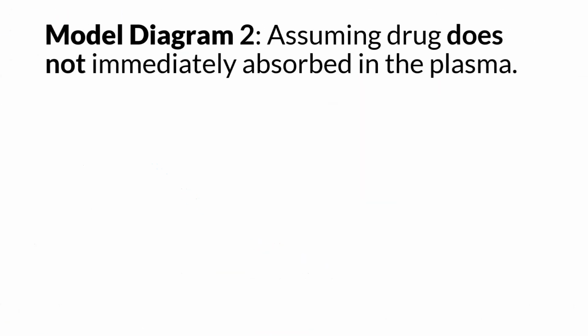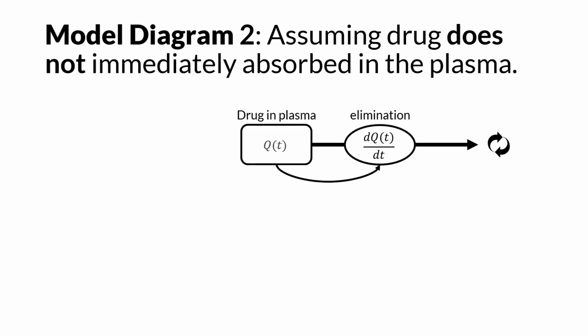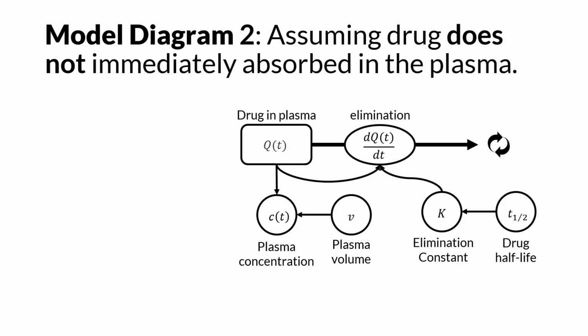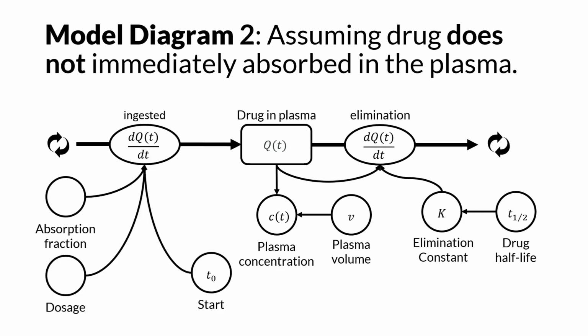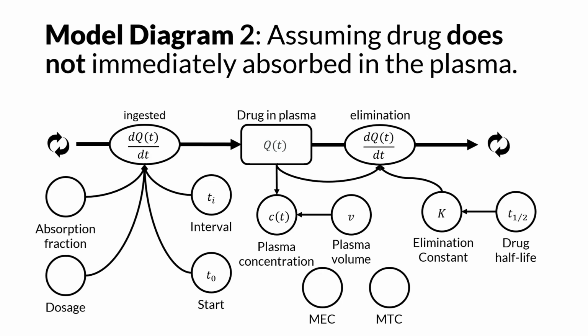We can improve the model by refining the assumptions, as the previous model was our first attempt using less complex assumptions. Now, let's assume that the drug is not immediately absorbed in the plasma. We draw more variables in the diagram, and now we add a process in the drug amount change, named ingested. These variables calculate the amount of drug that is absorbed and are affected by the absorption fraction. If the fraction is only half, then only half of the drug amount is absorbed into plasma. Also, we need to know the dosage and start time, that is the first or initial time the drug is ingested in the body, and the interval time is the time interval between dosages. Also, note that we want the drug concentration to be higher than MEC and lower than MTC.